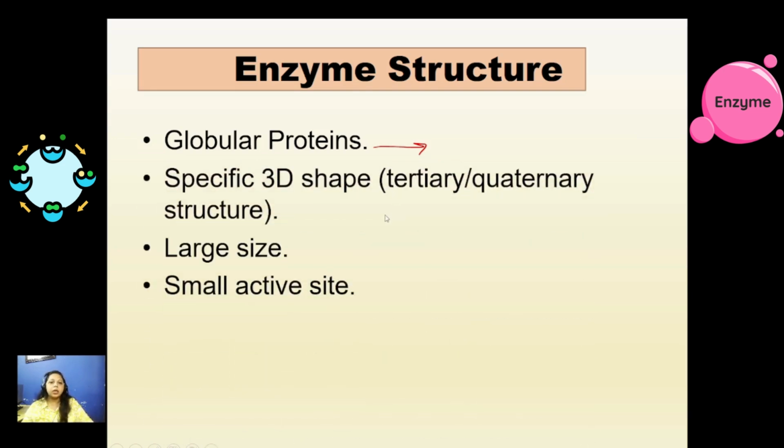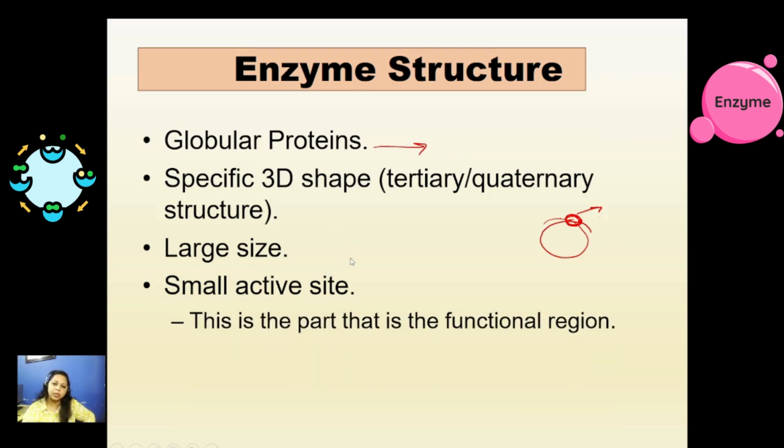Number three, it has a very large size, but within that very large size it has a very small active site. For example, if we just generally take a shape as this circle, there would be one point, for example this intersecting point. It may act as an active site, and this is the only site that is actually performing the function for the enzyme. That's why its name is active. Though the size of the enzyme is bigger, the size of the active site, or the site where the reaction can occur, is quite small.